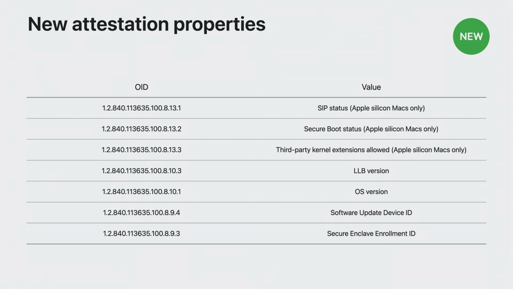A new Secure Enclave Enrollment ID property associates the attestation with an enrollment. If two different attestations have the same ID, you have strong evidence that those attestations came from the same device. If the device unenrolls and re-enrolls, the IDs change. Different servers can prove they are communicating with the same device by comparing Secure Enclave Enrollment IDs. None of these new properties are device identifying, so they are available for all enrollment types.